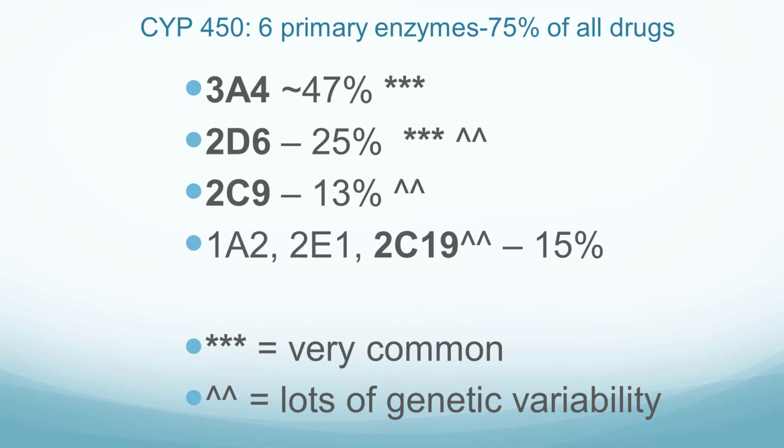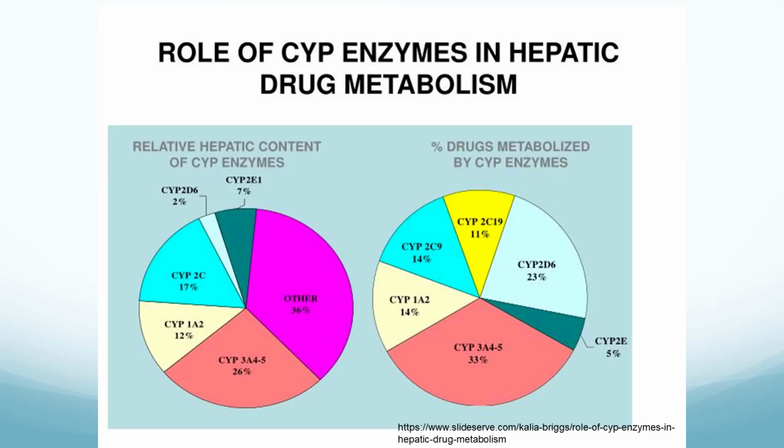There is cytochrome P2C9. 13% of all drugs require this to be metabolized. There is a lot of genetic variability there. And then the next one is 1A2, 2E1, and 2C19. Together, those 3 are metabolizing about 15% of drugs. So those are not as common, but 2C19 has a lot of genetic variability.